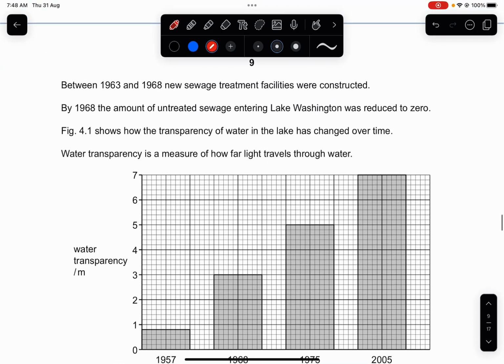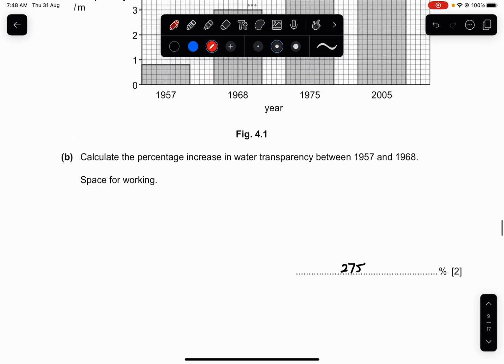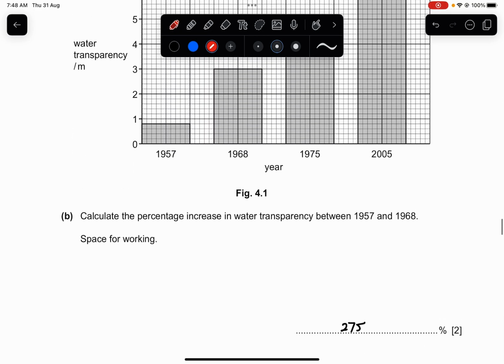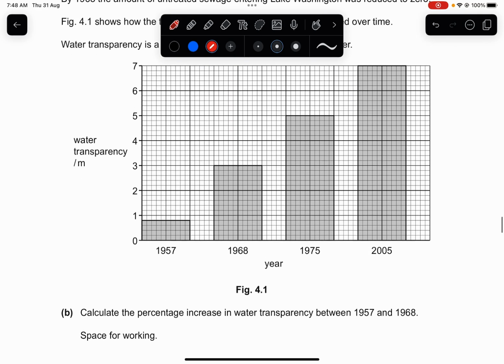Okay, between 1963 and 1968, new sewage treatment facilities were constructed. By 1968, the amount of untreated sewage entering Lake Washington was reduced to 0. Figure 4.1 shows how the transparency of the water in the lake has changed over time. Water transparency is a measure of how far light travels through water. Calculate the percentage increase in water transparency between 1957 and 1968.